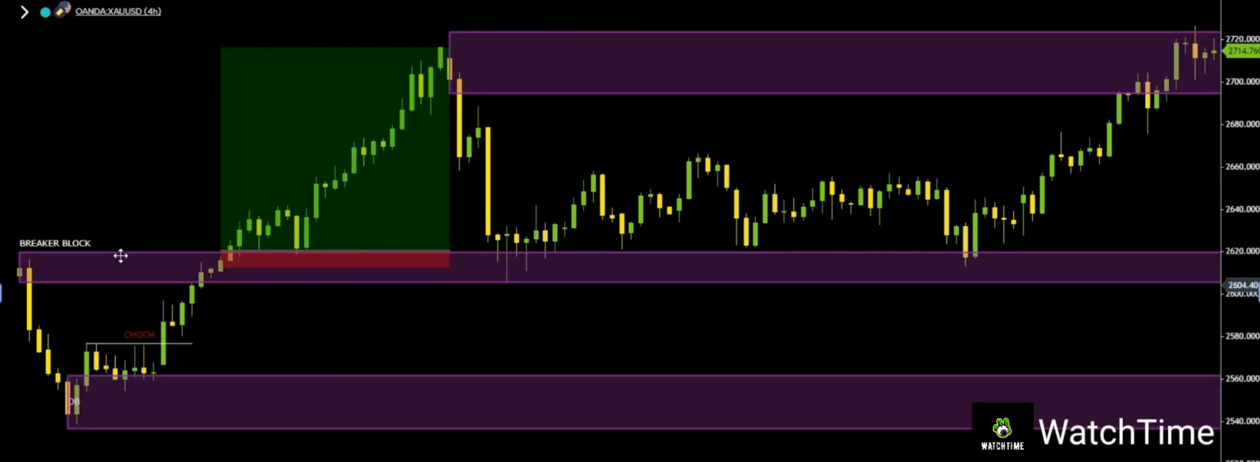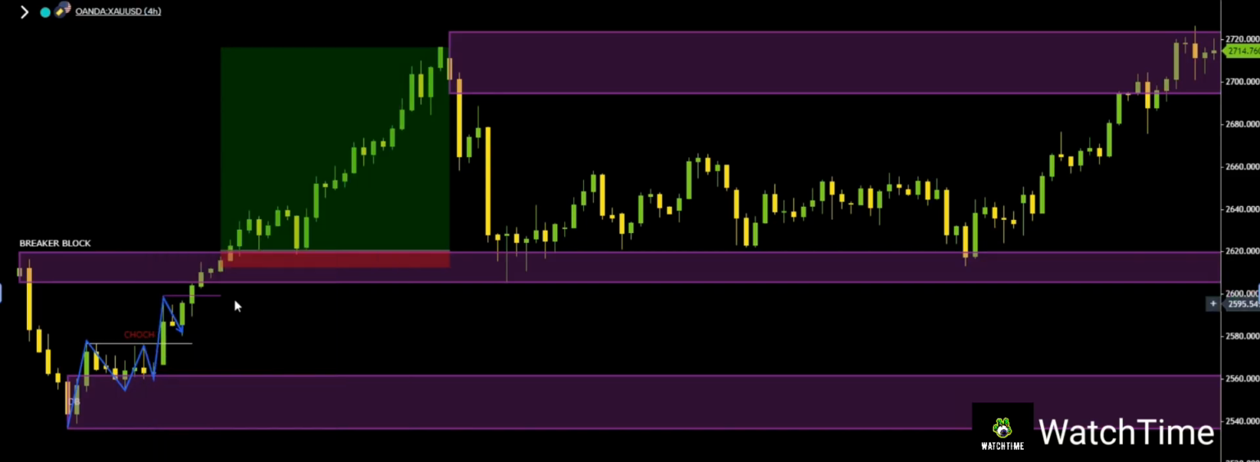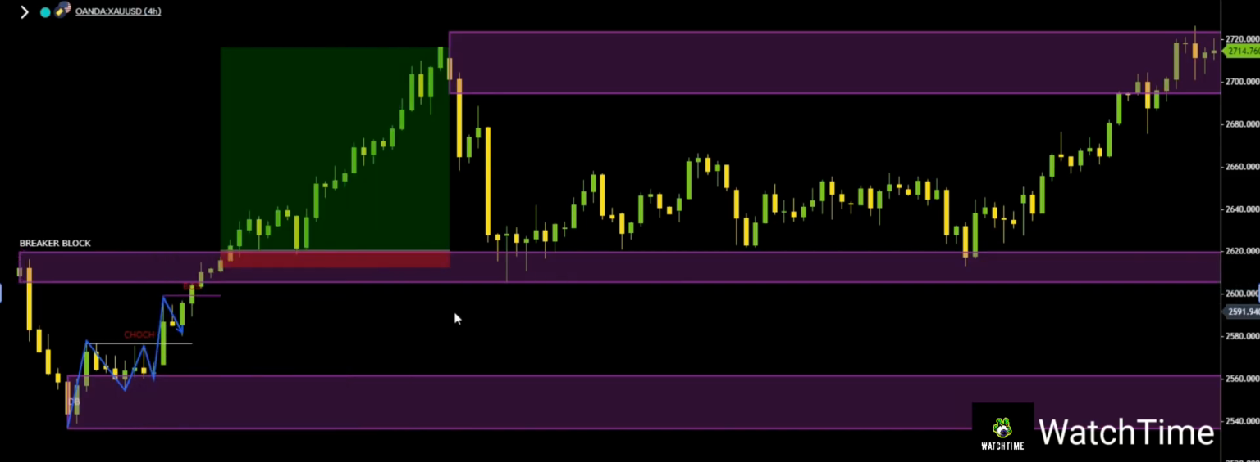The 3 types of clean zones. Let's go deeper. Not all zones are the same. There are 3 main categories of valid supply/demand zones based on their structure and behavior. 1. Drop base rally, DBR/rally base drop, RBD. This is the classic setup: price drops, forms a base, and rallies sharply, or vice versa. The base is your zone, very reliable when the base is tight and the move out is strong too.